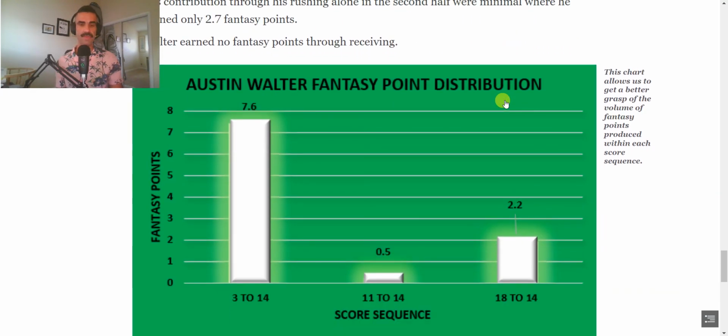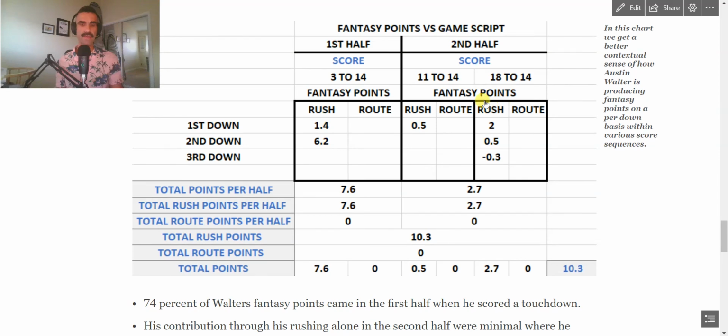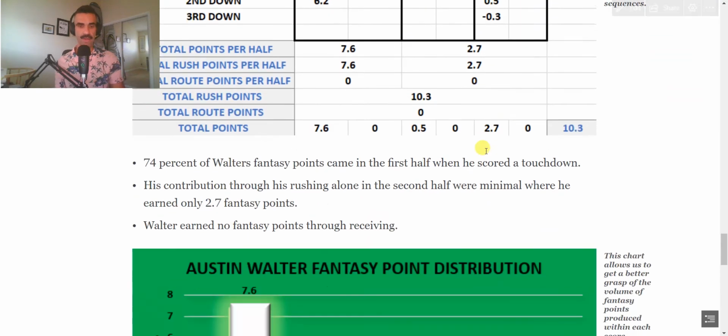And then, if we go back here, we see that the majority of his production was produced on that touchdown run. And then he was kind of peppered in throughout the game for minimal gains here and there. But I think he looked pretty good.